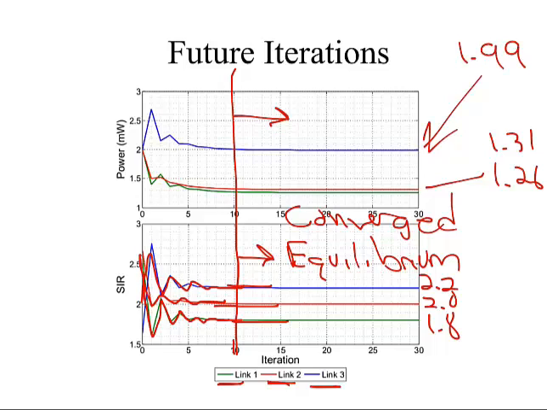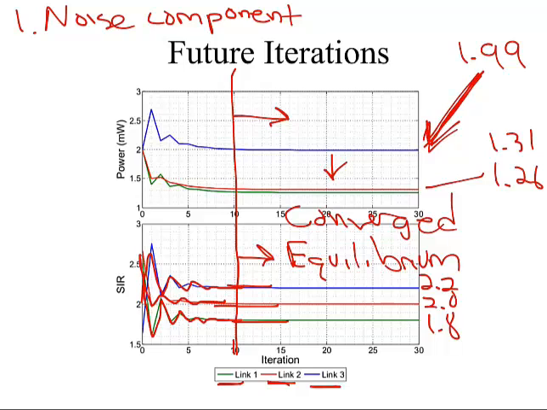And so the question here is, why is link 3's power level so much higher than the other two? Well, it turns out that link 3 actually has a few things working against it, if you remember. First of all, it has the highest noise component. So that's going to affect its SIR. And there's no way to really overcome that because the noise won't change over time. So that's why, again, it needs to have a higher power level than everyone else to compensate for that fact.